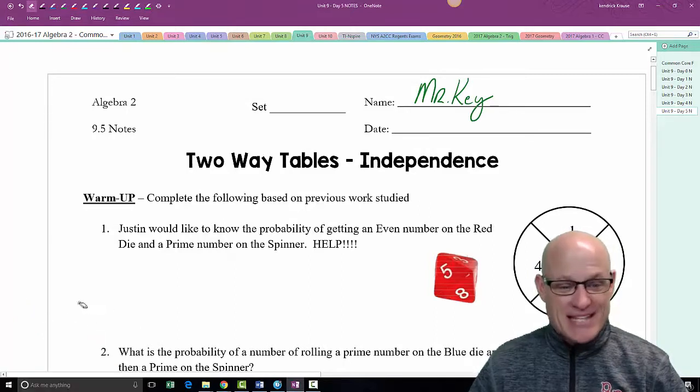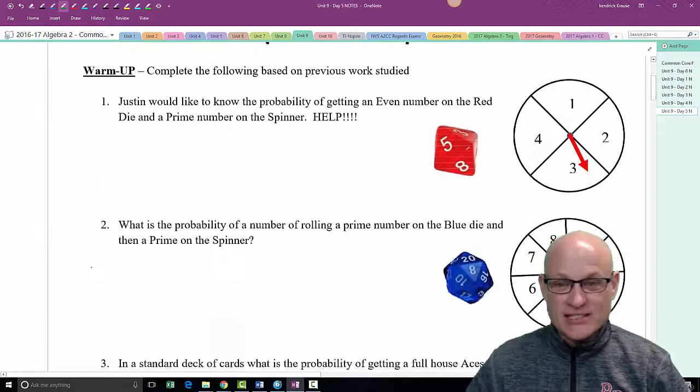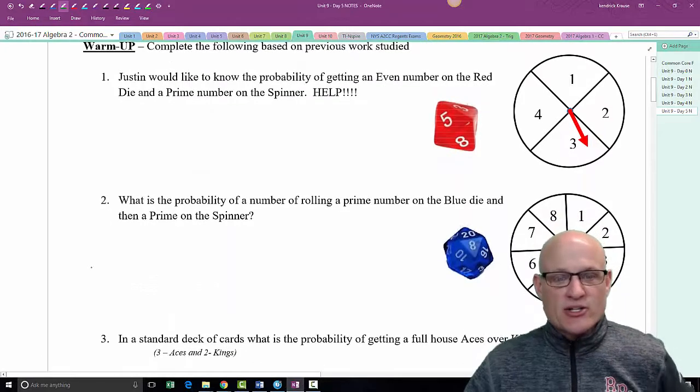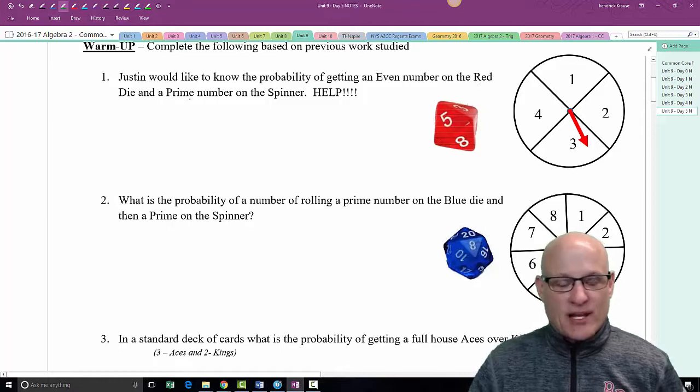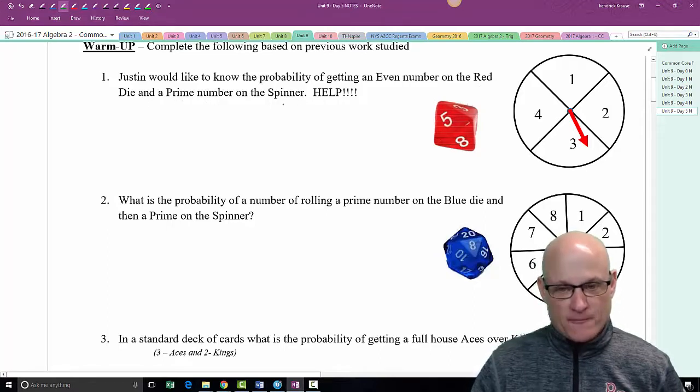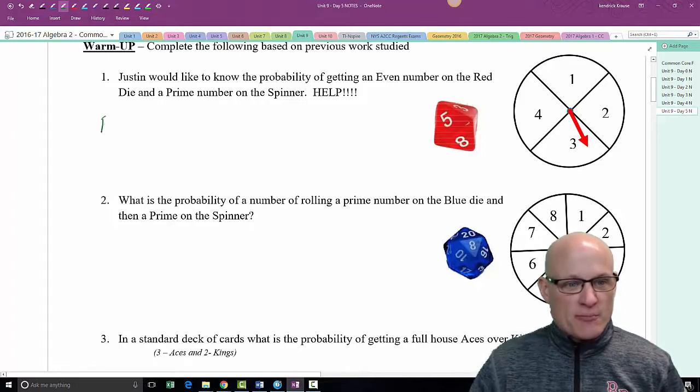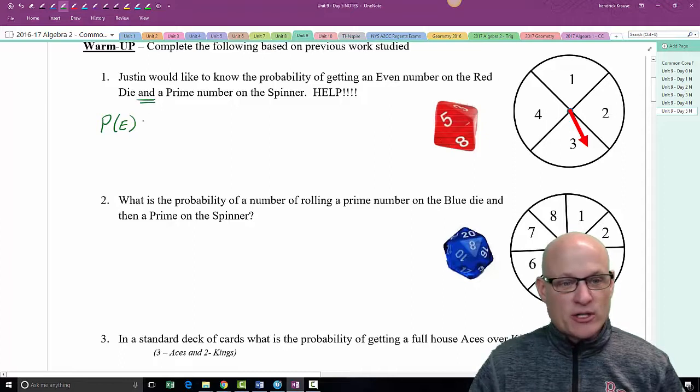That would be fantastical. Let's get started. Justin would like to know the probability of getting an even number on the red die, followed by a prime number on the spinner. So this is going to be the probability of even. Because it is an and, we're going to multiply by the probability of prime.